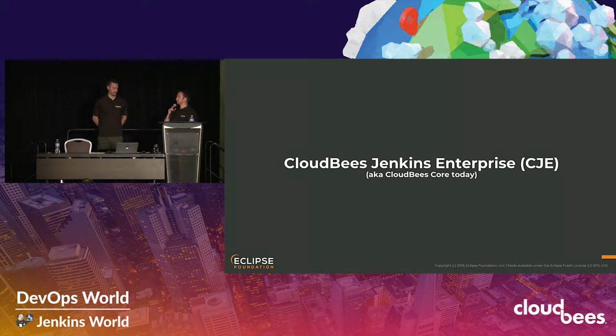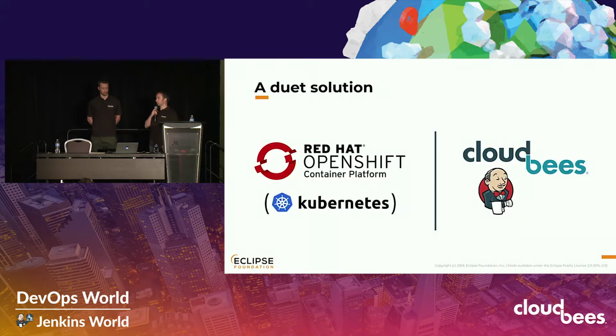Yeah, thank you. So it became clear that we needed something else. So we had two issues. Managing those hundreds of instances became too time consuming, and we wanted to pool our resources. So for that, we eventually came up with a duet solution. To pool our resources, we switched to a Kubernetes cluster, actually running OpenShift. For those who don't know, OpenShift is a Red Hat distribution of Kubernetes. And we also switched to CloudBees Jenkins Enterprise, or recently renamed CloudBees Core.